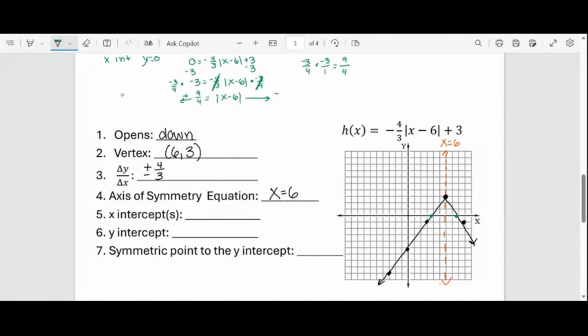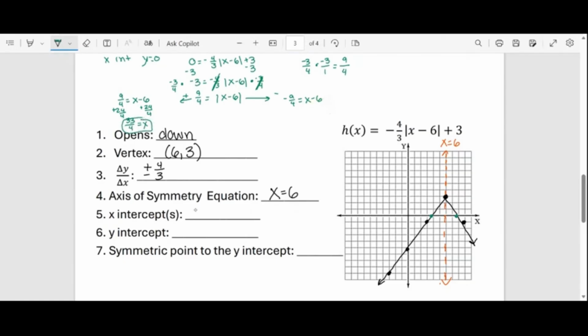So on our positive side, we're going to have 9/4 equals x minus 6. And on our negative side, we'll have -9/4 equals x minus 6. Instead of adding 6 to both sides, I'm actually going to add 24 divided by 4, because 24 divided by 4 gives me the common denominator of 4, and it still equals 6. So I'm going to add 24/4 on this side, add 24/4 on this side, and I'll get 33/4 equals x.